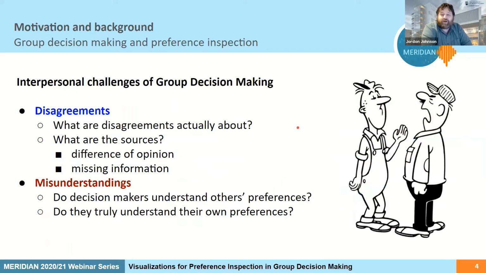But one thing that is common to group decision-making is the group, so people. And when you have people, you can have interpersonal challenges. And one of those interpersonal challenges is obviously disagreements.